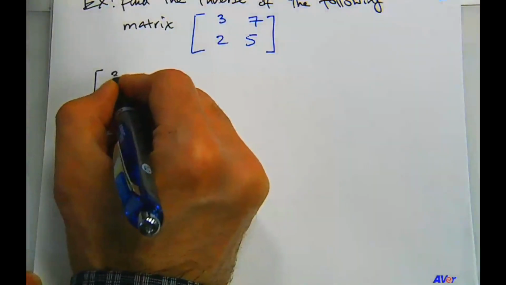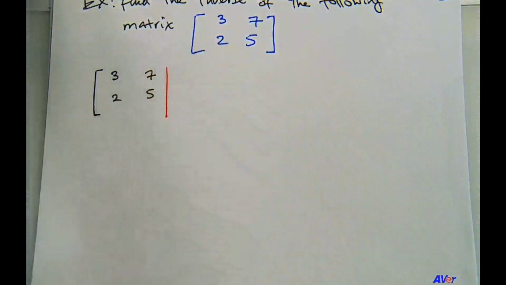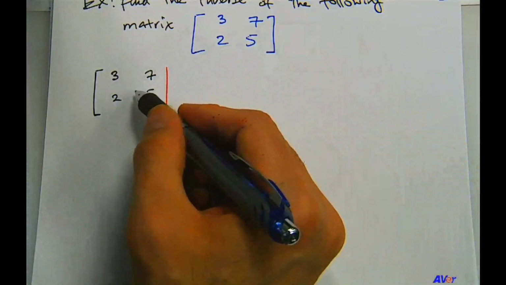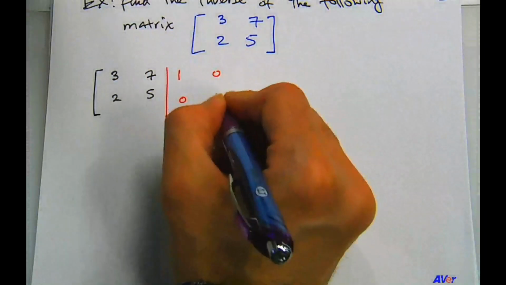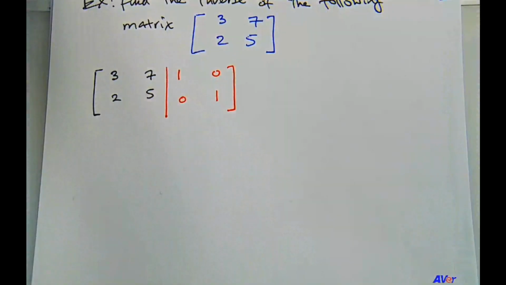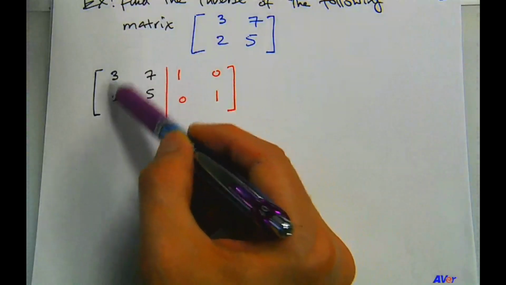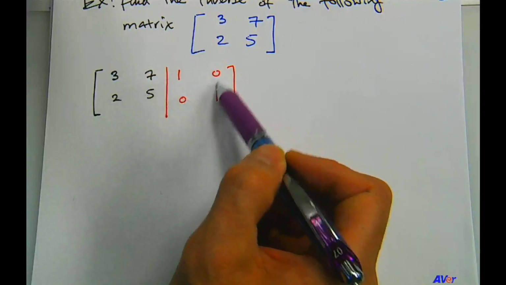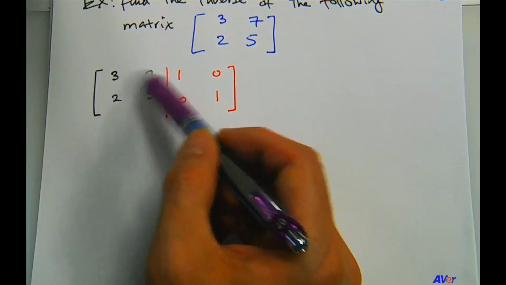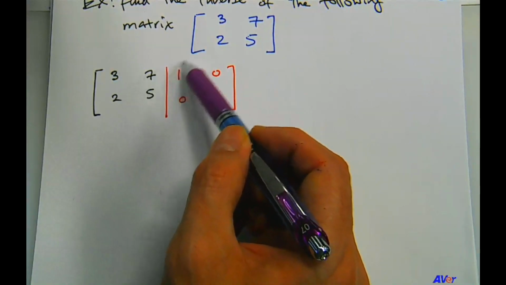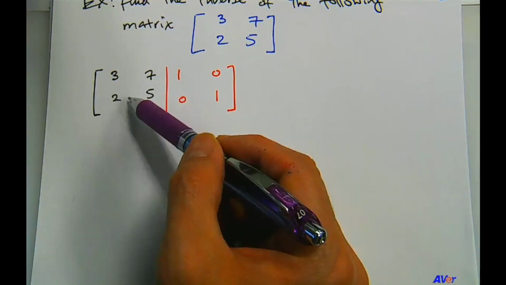So we have this. We create a split matrix with the identity matrix on the other side. So 1, 0, 0, 1, like that. Now our objective is to make the left side look like the identity matrix, or match the identity matrix. And when we achieve that on the left side, whatever we have on the right side is going to be the inverse of the original matrix.